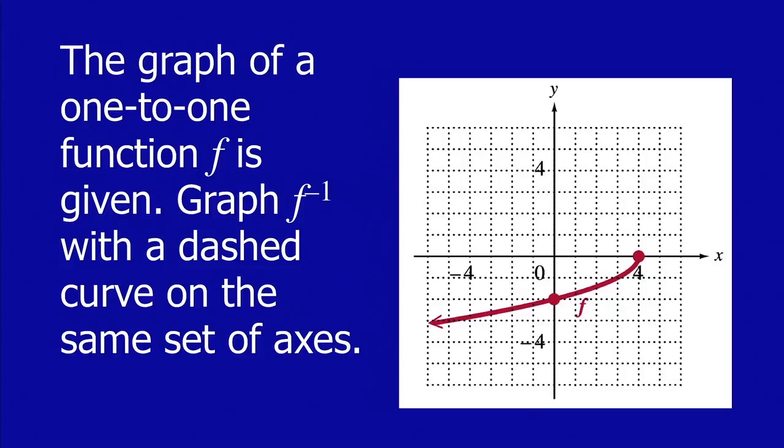And we can see the graph of f in red here. It begins at the x-intercept (4, 0), and it goes down to the y-intercept of (0, -2). And as x continues off to negative infinity, y also continues off to negative infinity.